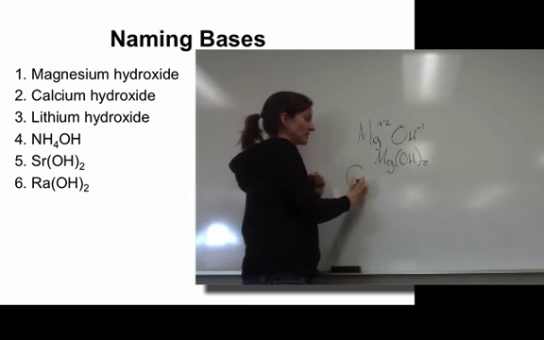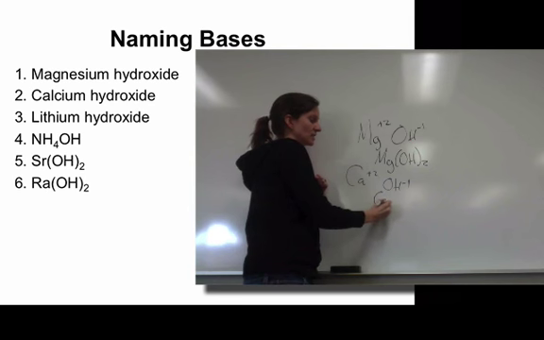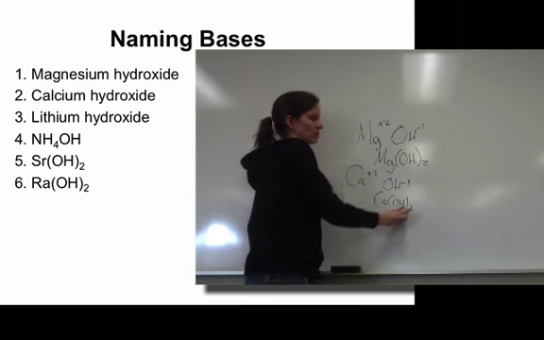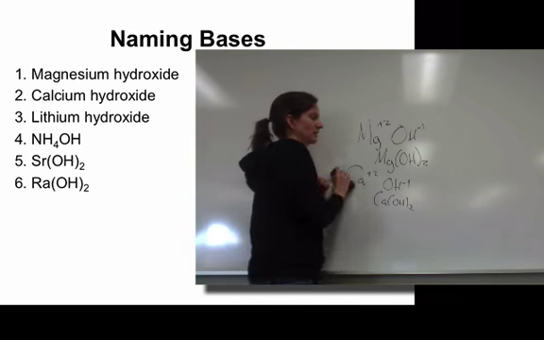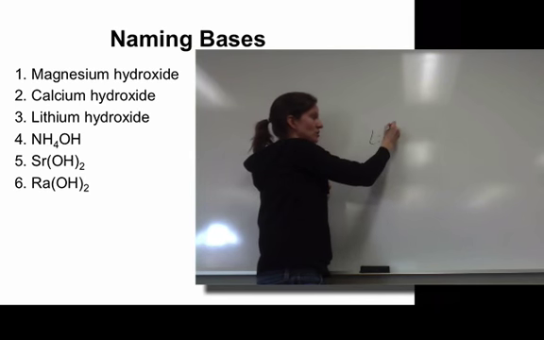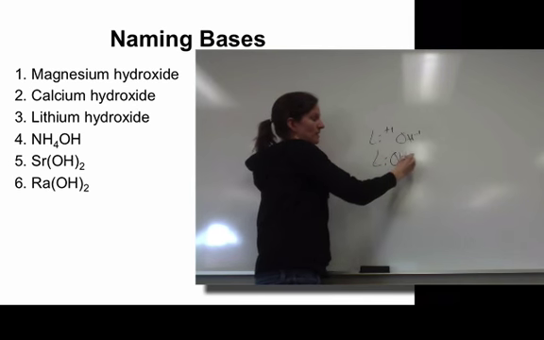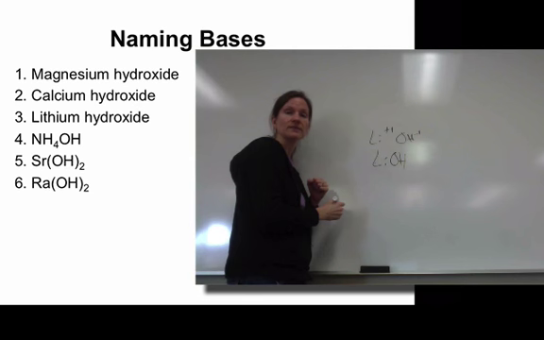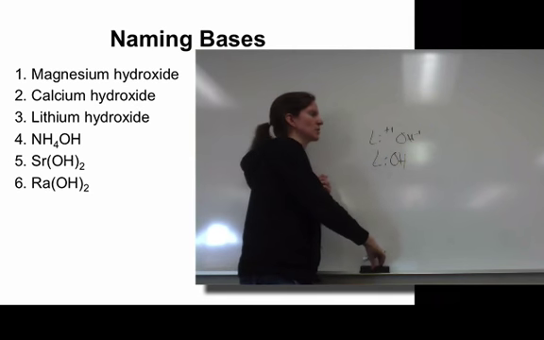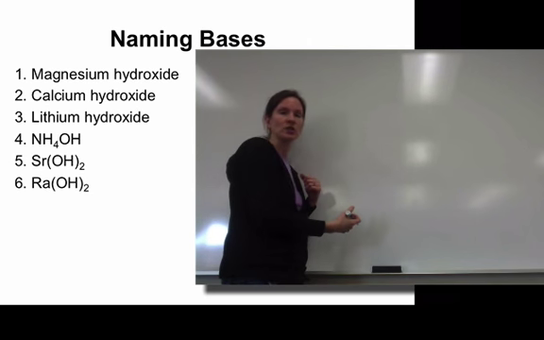Same thing will happen with calcium. Calcium is plus 2, OH is still minus 1, crisscross, Ca(OH)2. If we did lithium instead, lithium has a plus 1 charge, so it's going to neutralize 1 to 1, and that's lithium hydroxide. So bases are super easy. They're always with hydroxide, and then it's just a question of balancing out the charge.